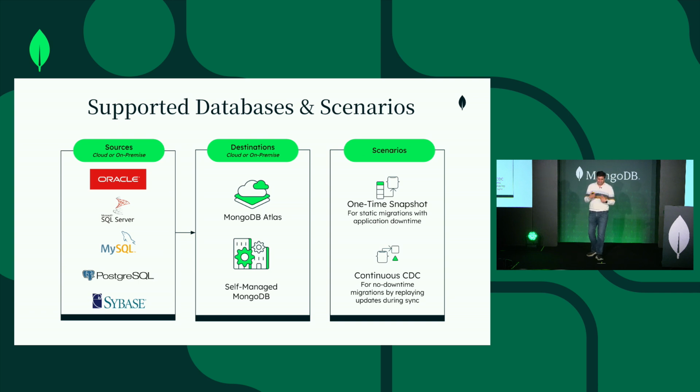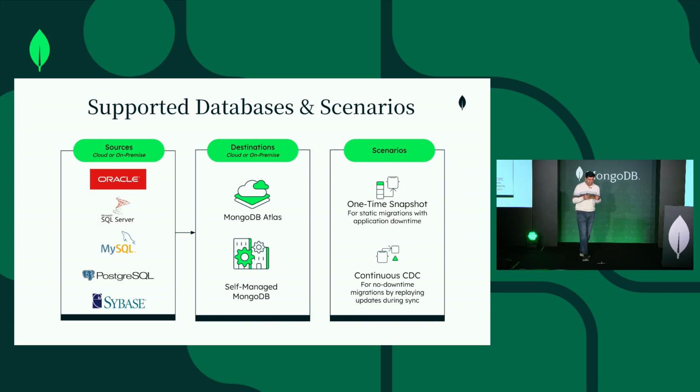A better way to do it, and Relational Migrator now supports this, a very new feature, is the continuous CDC. So what happens in this scenario is that you don't stop the writes. You simply start the migration process. Relational Migrator fires up, it reads your data, it starts sending it over to MongoDB. And once this initial snapshot is transferred, it then continues to monitor your source database for any further changes, for any further writes that happen on the source database. And it continues to push them onto your MongoDB deployment as well.